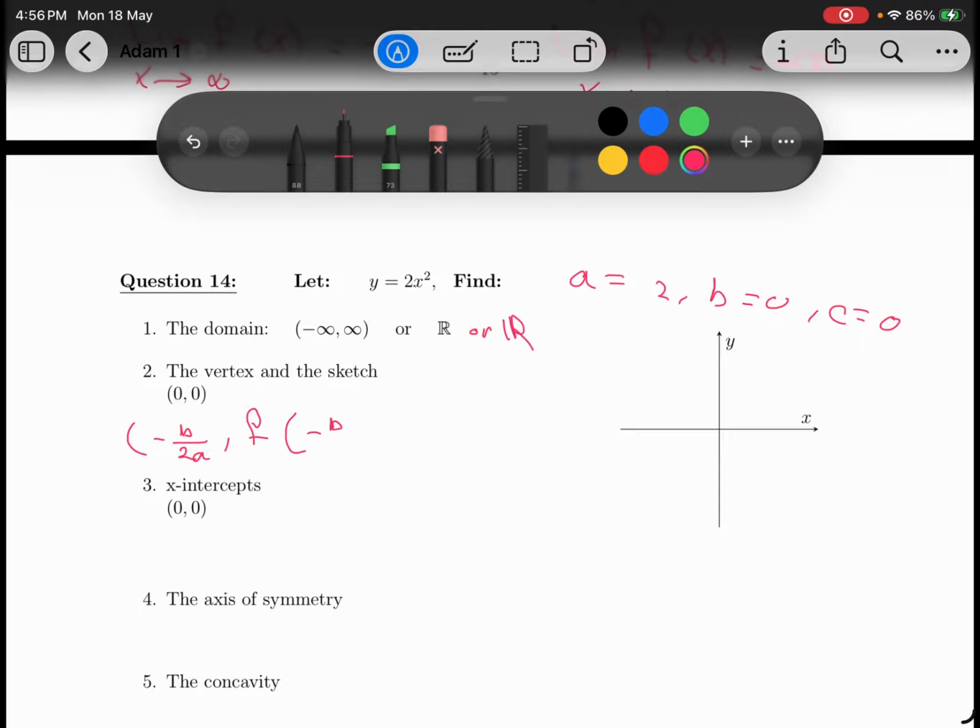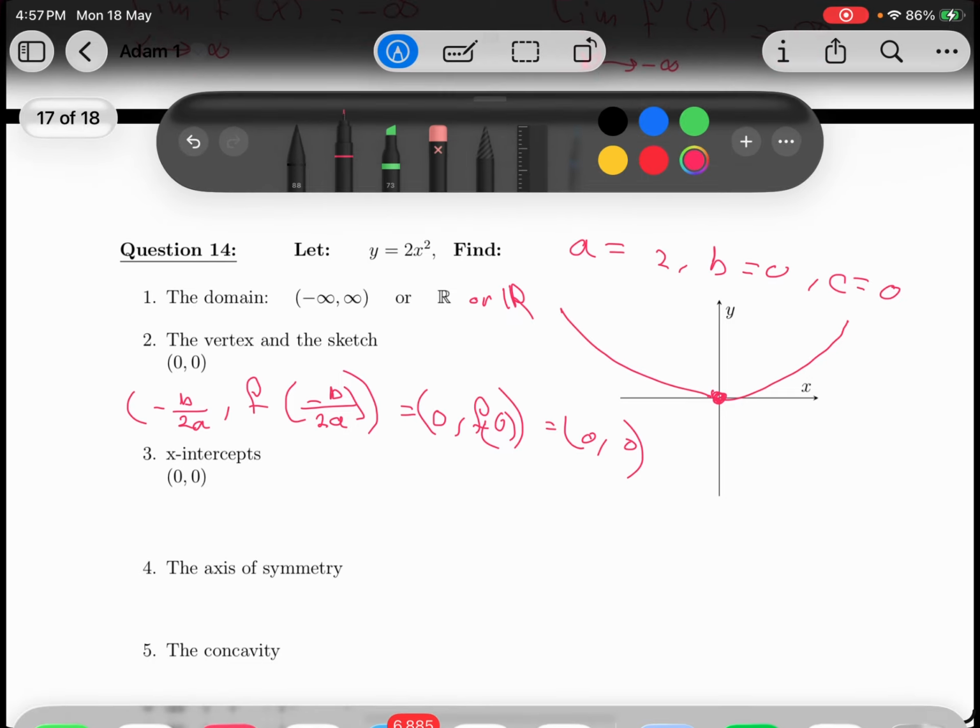f of minus b over 2a will be simply minus b over 2a, which is 0, and f of that, f of 0, which is obviously 0. So the vertex is (0, 0). Yes, the origin itself is the vertex. This point here, we call it the origin, and it's also the vertex for this parabola.